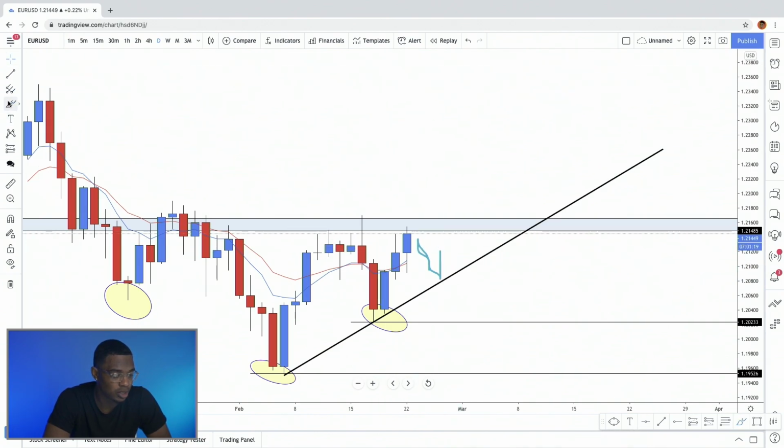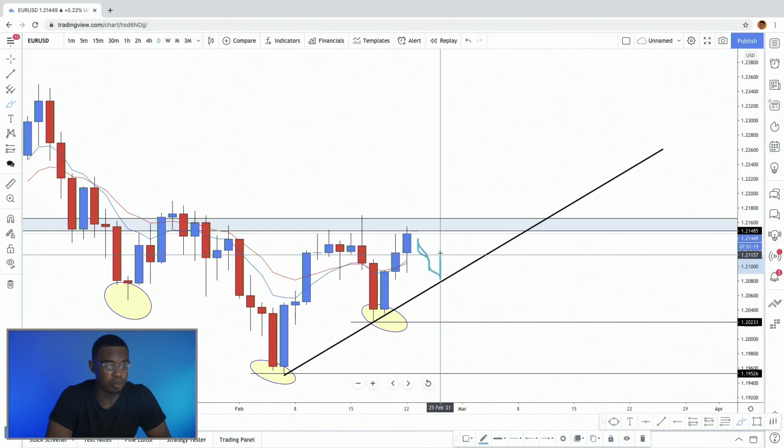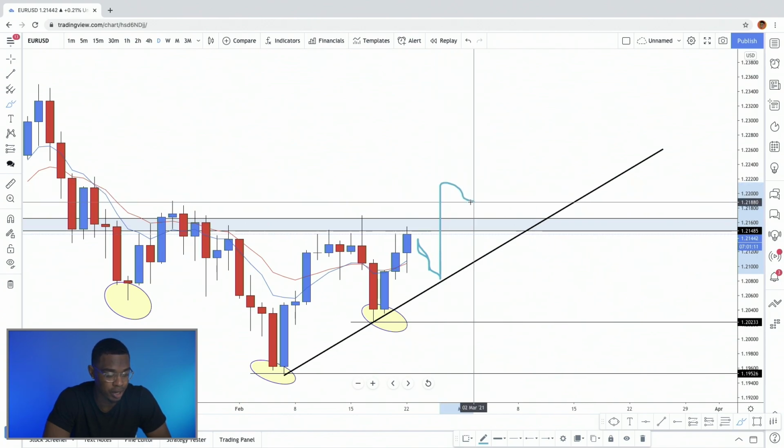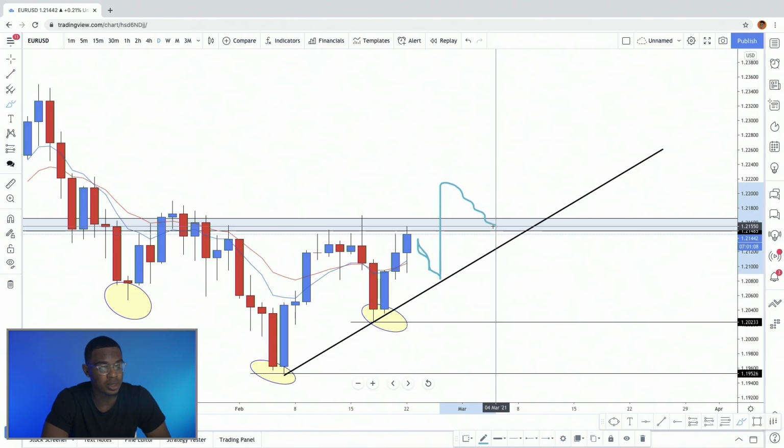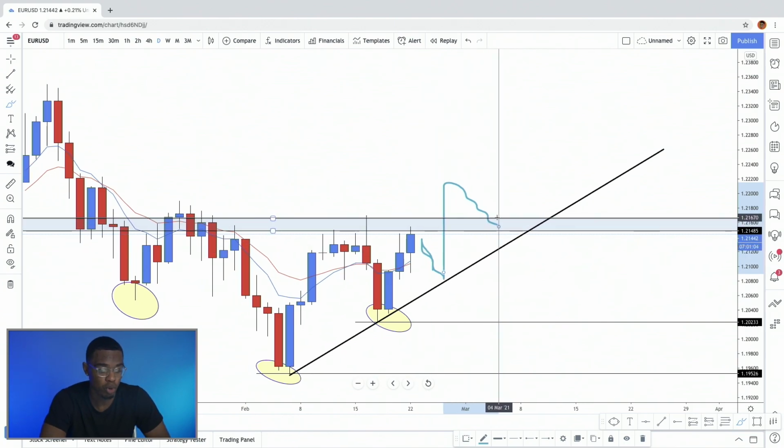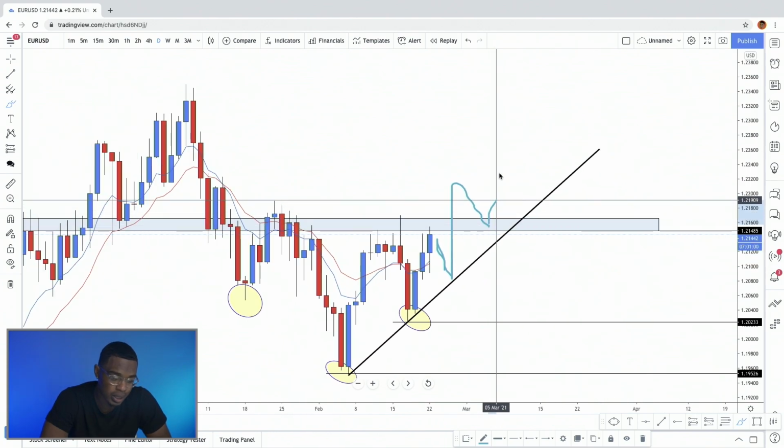And price actually heads up, a more conservative approach would be to wait for price to break above this area and then retest this area, and now it gives you a retest of this support area, which was resistance over here, but it's now support of a psychological level. And now we're looking for price to head all the way up.